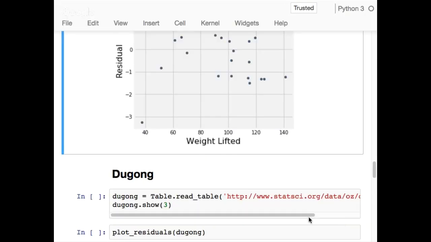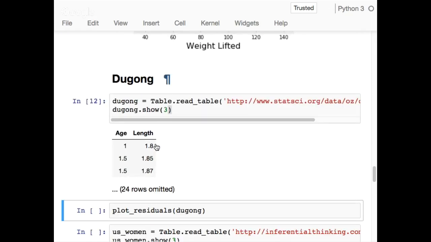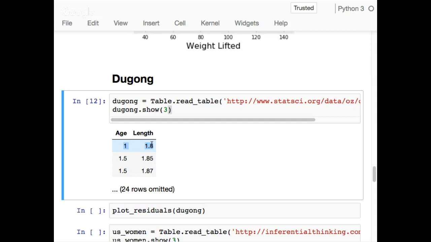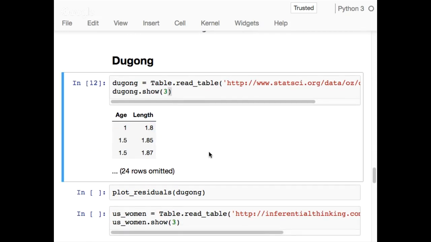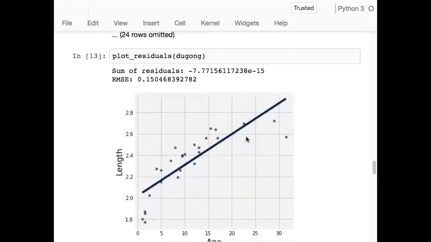Let's take a look. So we have here how long the dugong was alive. So here this dugong was 1 year old, and how long the thing was in meters. So these guys are really long. This one is almost like 6 feet long at 1 year old. Let's take a look at that. So here is my original data. Right, so the age, how long the dugong is.